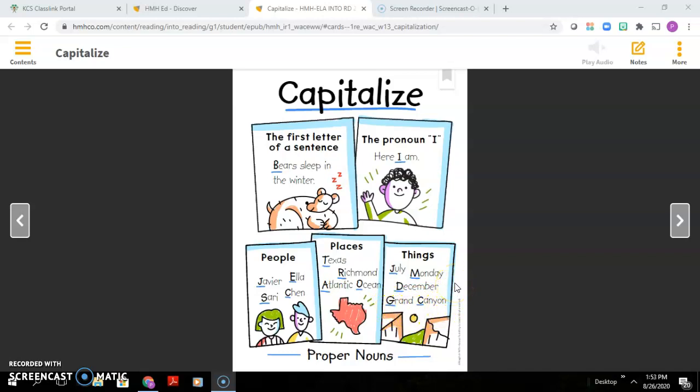So today, look at your writing and look at your words to see, did I begin every sentence with a capital letter? Did I always capitalize the pronoun I? Did I give names of people, places, and things capital letters? If you did, that's great. If you didn't, this is a great time to make those corrections.